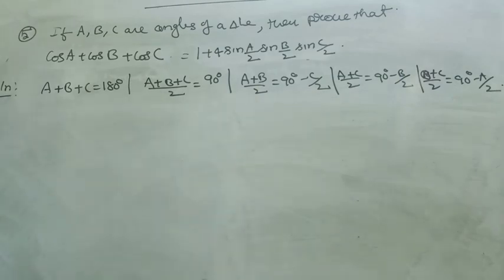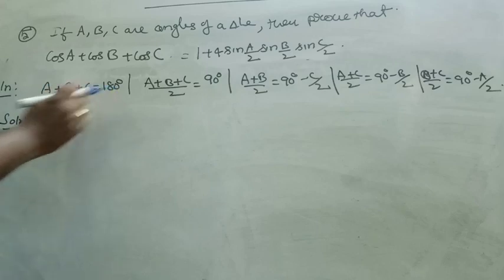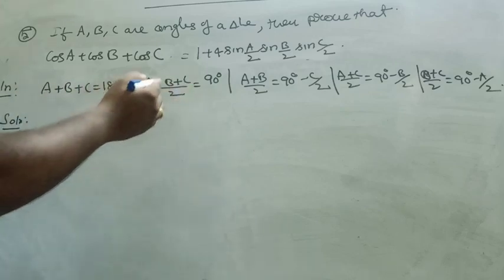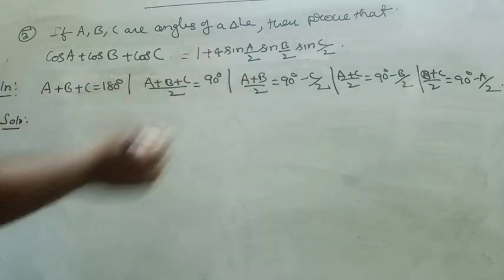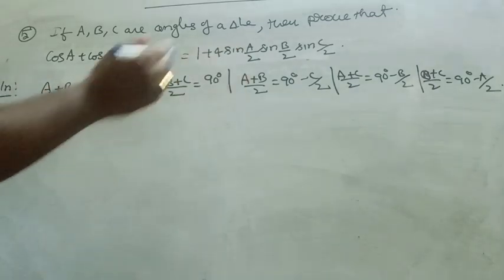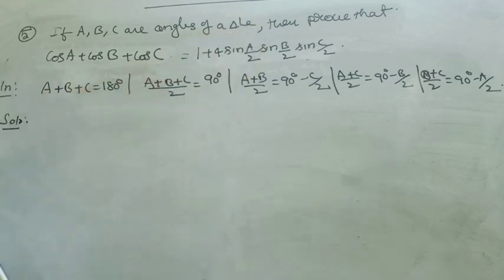Now we have another problem: if A, B, C are angles of a triangle, then prove that cos A plus cos B plus cos C is equal to 1 plus 4 sin A/2 sin B/2 sin C/2. See, my dear students, in the solution we have A plus B plus C equal to 180, so (A plus B plus C)/2 equals 90. (A plus B)/2 is 90 minus C/2, (A plus C)/2 is 90 minus B/2, and (B plus C)/2 equals 90 degrees minus A/2.